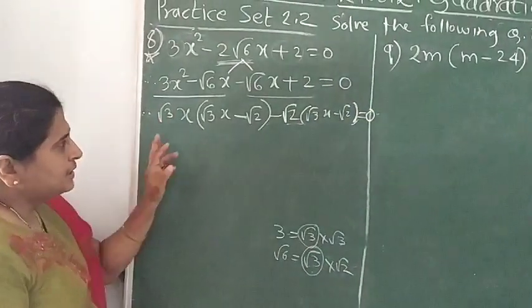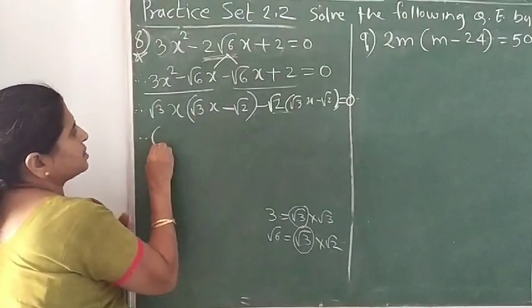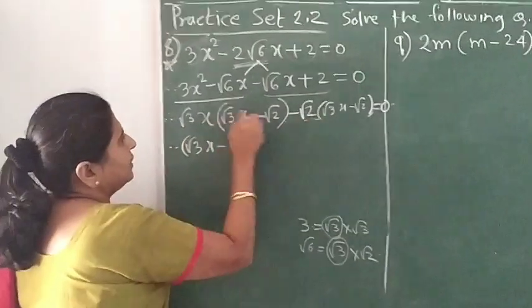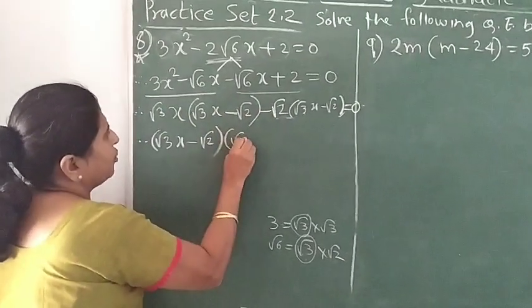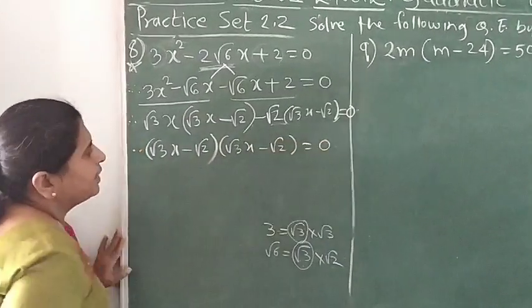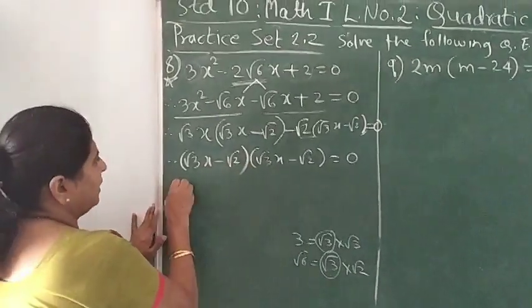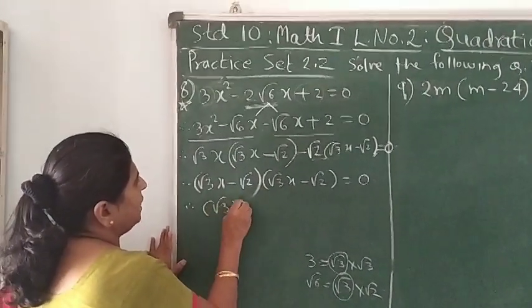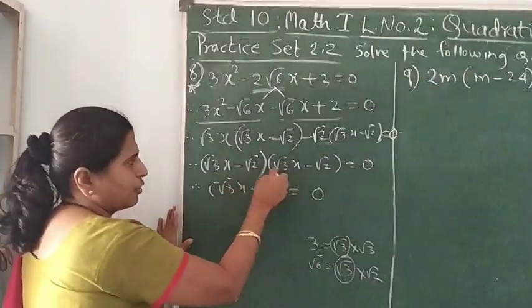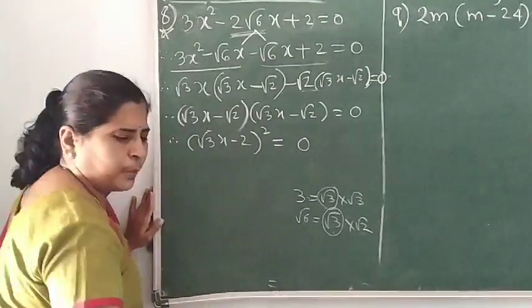Okay. So after this term, I have to write the same common bracket, this square root of 3x minus square root of 2, and the other remaining two terms, square root of 3x minus square root of 2, is equal to 0. Here if you observe, you get exactly similar terms. So you can write that square root of 3x minus square root of 2, the whole square, is equal to 0. So the product of this same bracket means a minus b into a minus b, it's a minus b the whole square.